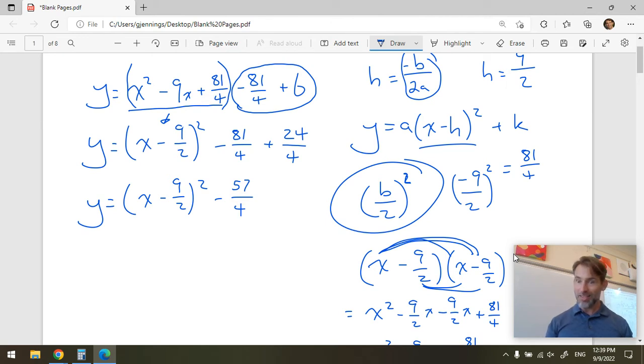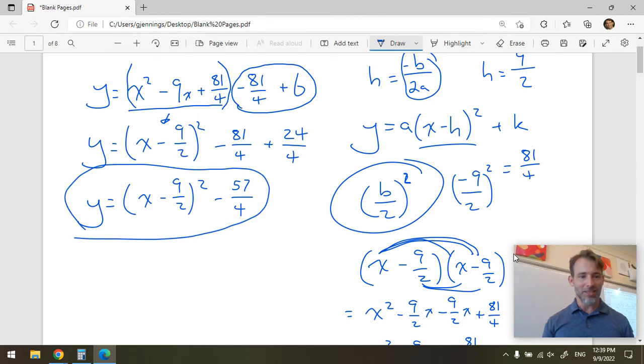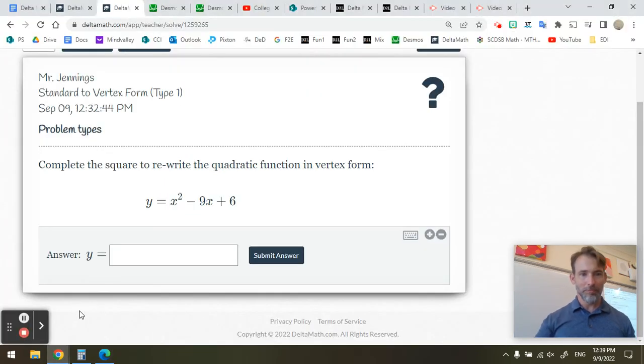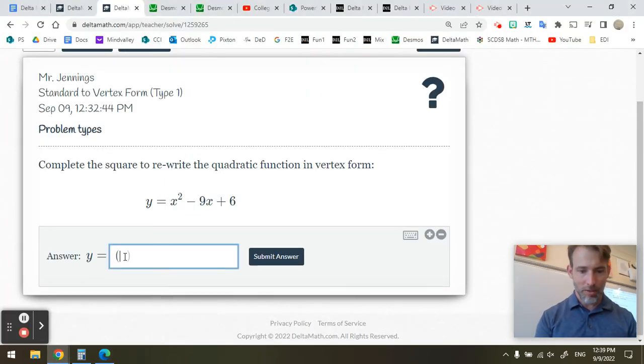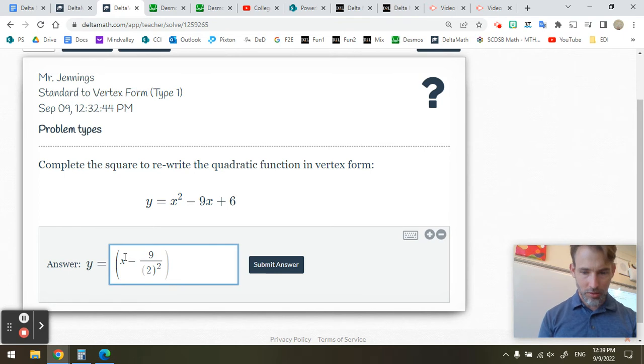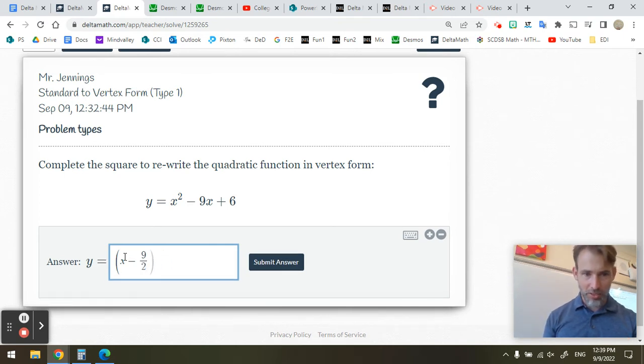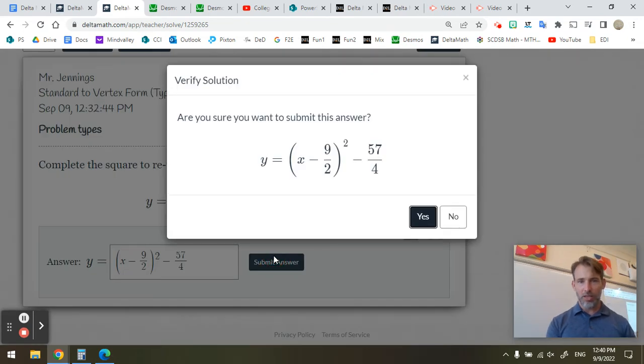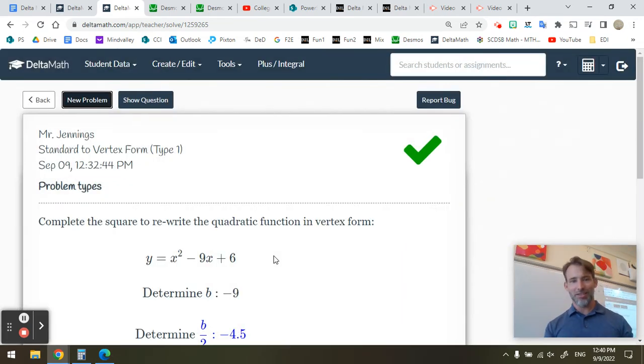Let's input that and see if Delta Math likes this answer. Oops, the bracket went in the wrong spot. Get the bracket in the right spot. Minus 57 over 4. Okay, submit that as an answer. Yes, I like it. Hooray, it's correct.